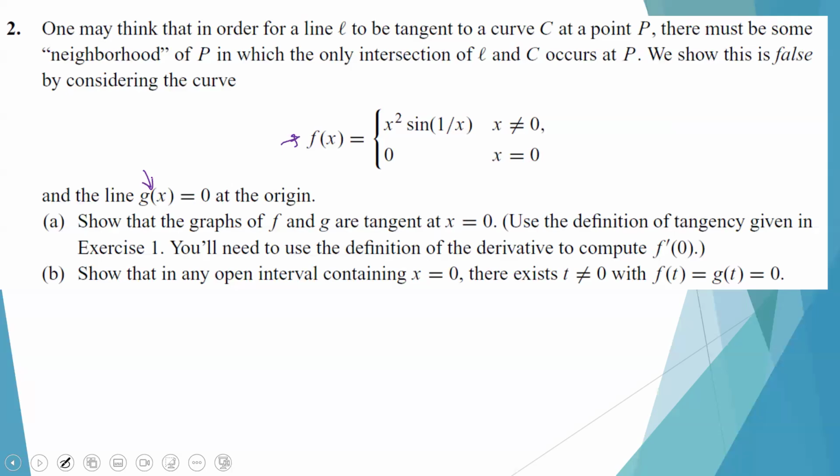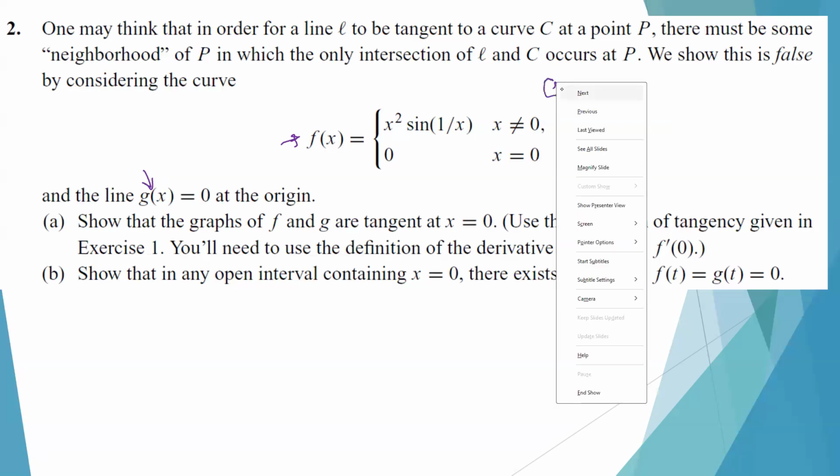So I could think of this as, what do these functions look like? And that's useful. Let's see what we're talking about. Show that the graphs of f and g are tangent at x equals 0. And we can use the tangency definition given in exercise 1. And you'll need to use the definition of a derivative to compute f prime of 0. Okay. So, all right, right off the bat, I see that at 0, right?